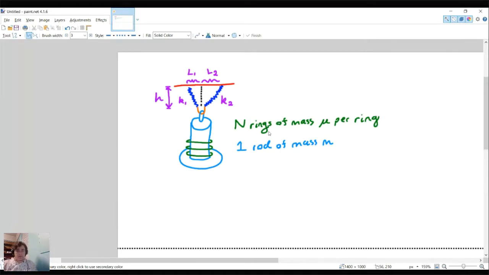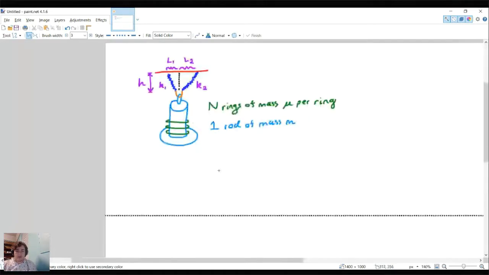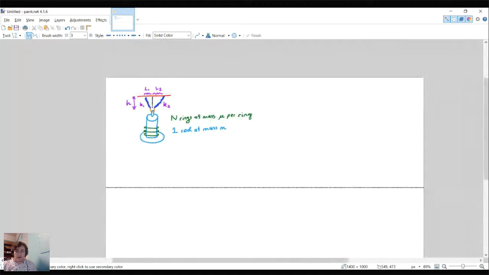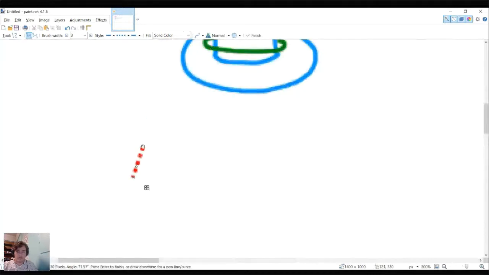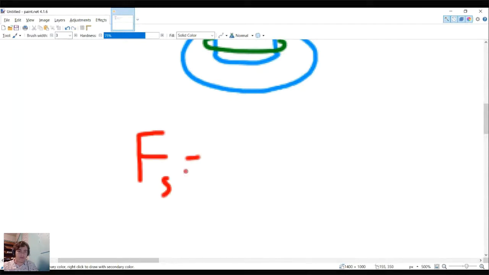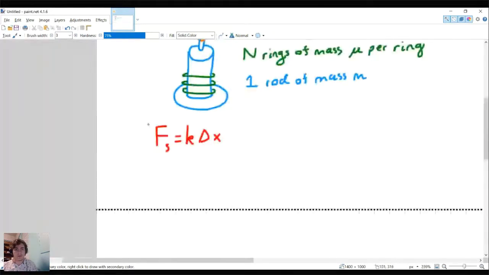So the first step we need to think about here is what the spring force is, the magnitude of the spring force, right? We do know from Hooke's law that the force on a spring is F equals kx, or rather, more properly, F equals k delta x, meaning the force on a spring is equal to the spring constant times the displacement from the equilibrium position.